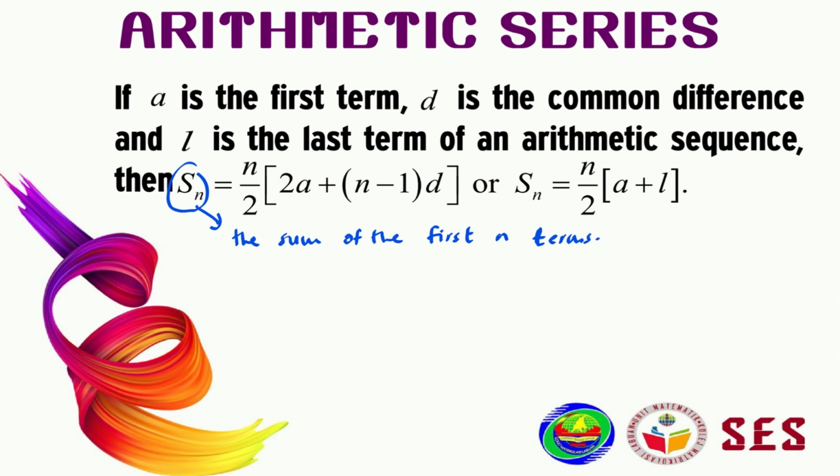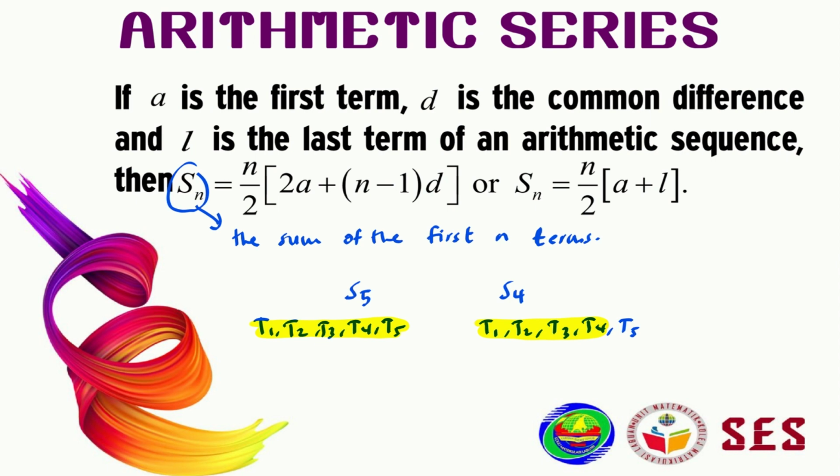All right, so let's say that we have S5 and S4, where S5 tells us that we are getting the sum of the first 5 terms. So let's say we have the terms here T1, T2, T3, T4, and T5. S5 means the sum of these first 5 terms, whereas S4 means the sum of the first 4 terms only.